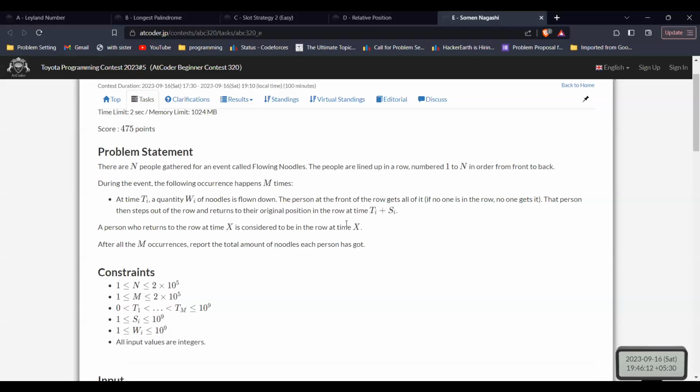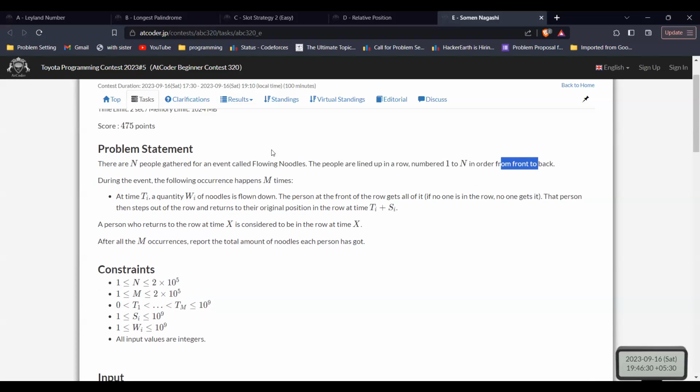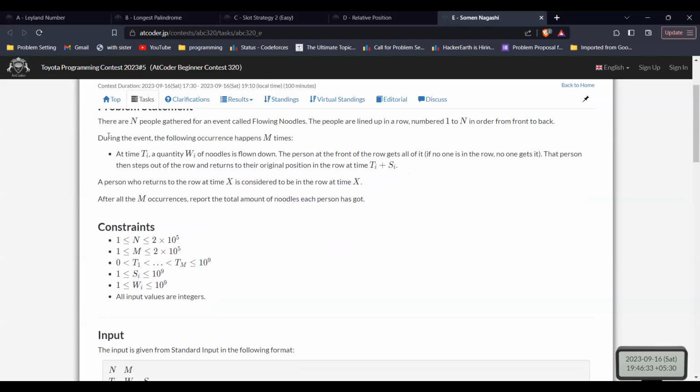So this is the next problem. We are given that there are n people gathered for an event called flowing noodles. The people are lined up in a row, numbered from 1 to n, in order from front to back. During the event, the following thing happens m times. At time ti, a quantity wi of noodles is flown down. The person at the front of the row gets all of it. If no one is in the row, no one gets it.